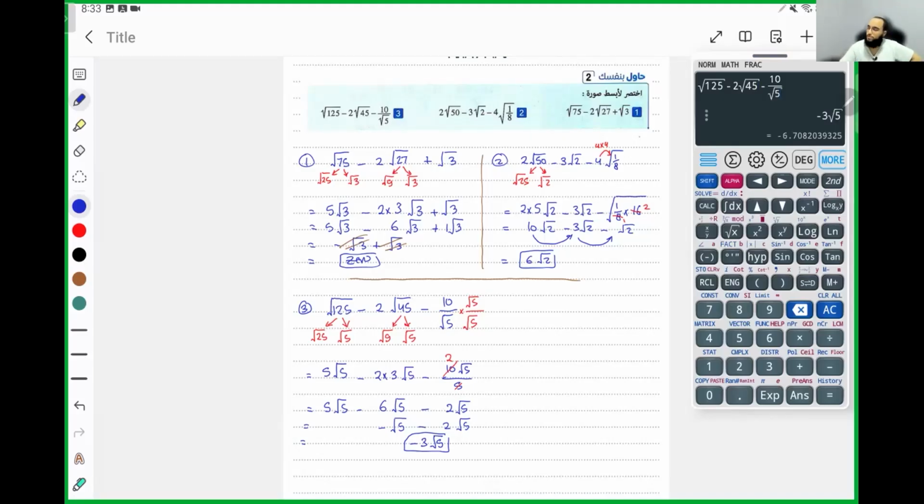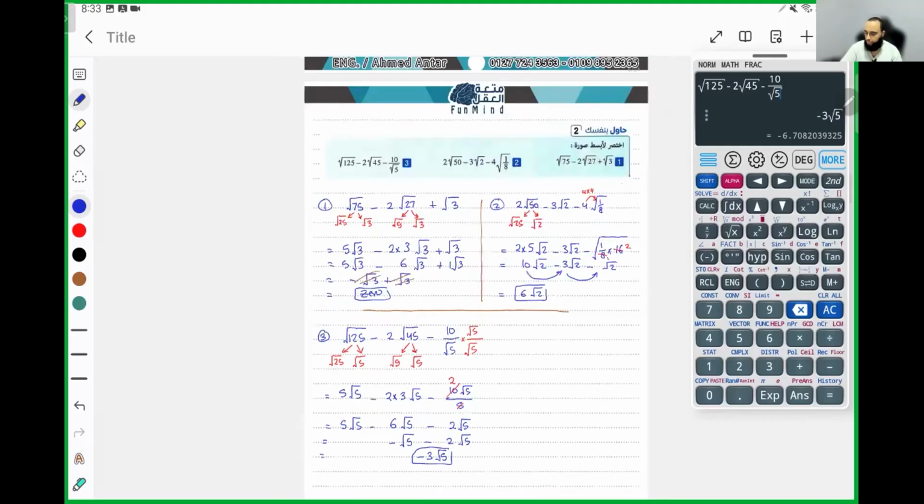Mister, why when we have, for example, 2 square root 45, we don't put the 2 in the square root? You can do it like that, but it's easier to do it like this. You want to put the 2 inside the square root, 2 squared, which is 4. Then it's root 4 times 45, which is root 180. That's correct.